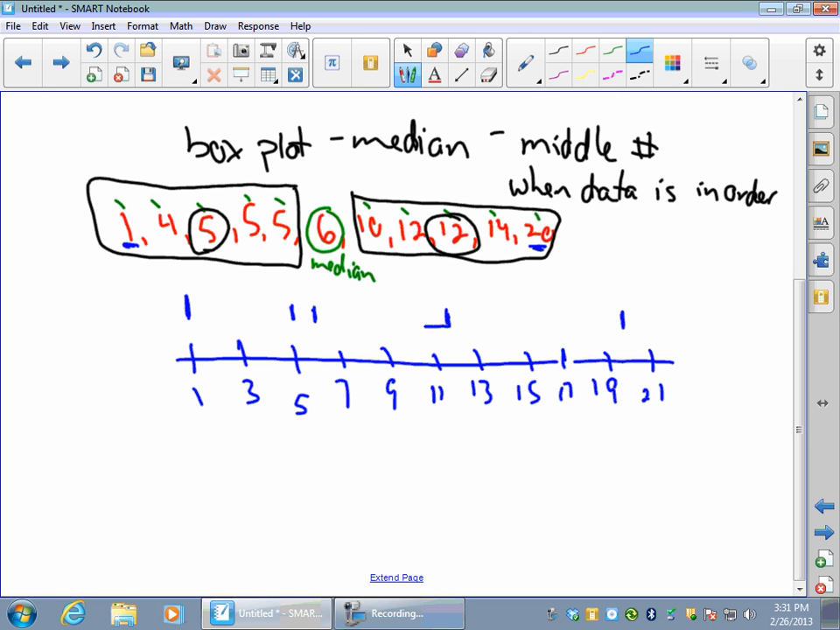The 3 in the middle, I make into a box. The 2 on the ends, I draw lines, or sometimes they're called whiskers, out to the highest and lowest numbers. So that's how you make a box and whisker. I need 5 numbers. I need the median of the whole thing. Then I need the median of the first group of numbers, and the median of the second group of numbers, and then the biggest number and the smallest number. I mark all 5 of those on the graph, make a box out of the middle 3, then draw these whiskers out to the other 2. That's how you make a box plot.